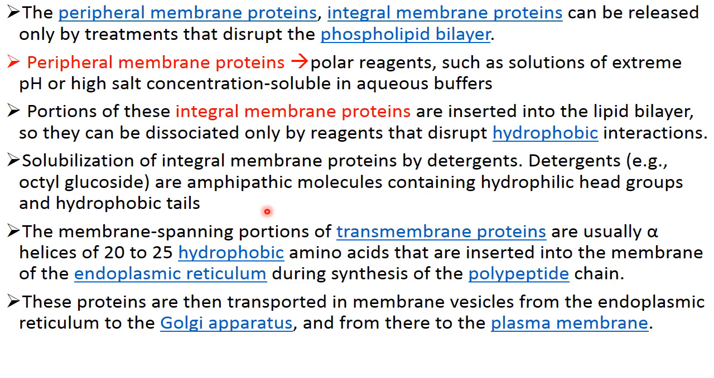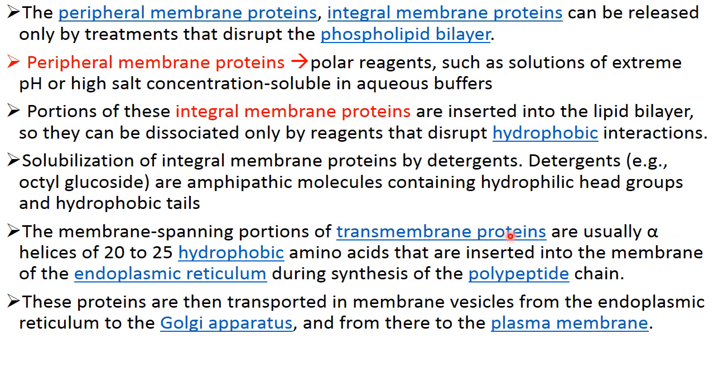The hydrophobic portion of the detergent displaces the membrane lipids and binds to the hydrophobic portion of integral membrane proteins, because the other end of the detergent molecule is hydrophilic. So the detergent-protein complexes are soluble in aqueous solution. Integral membrane proteins are inserted into the lipid bilayer, so they can be dissociated only by reagents that interrupt the hydrophobic interactions.